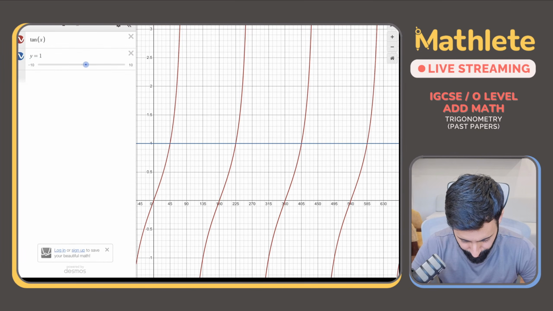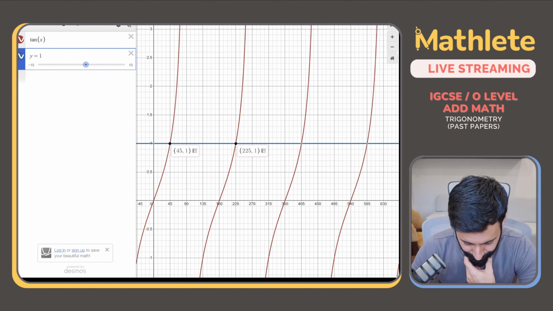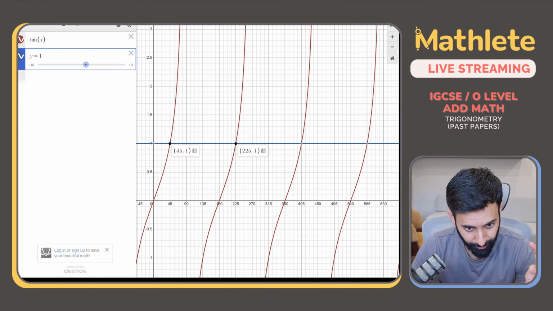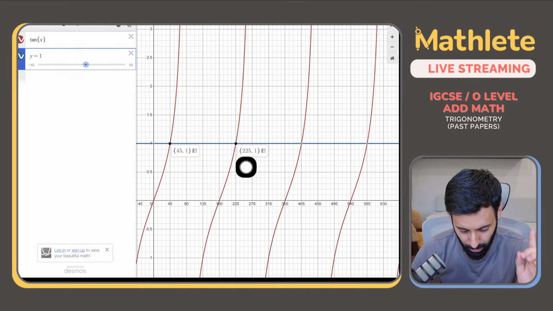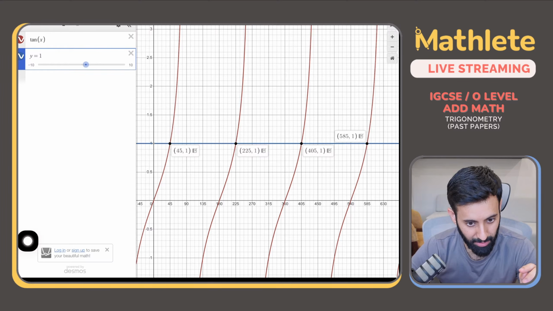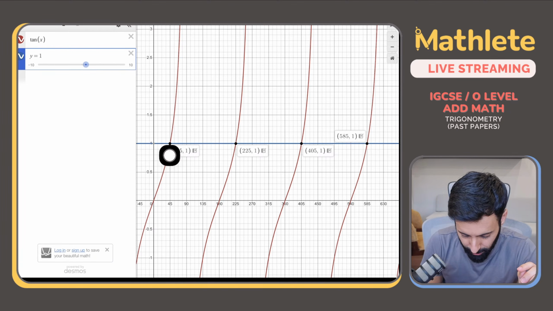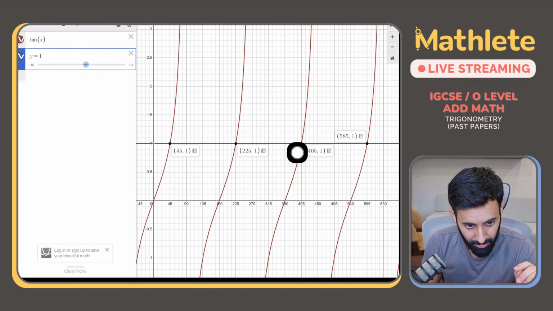Now, when is tan x equal to 1? In the first cycle, it's equal to 1 when x equals 45 and x equals 225. These are the solutions in the first cycle, correct? Have a look at the solutions in the next cycle. How do I go from 45 to 405? We add 360.